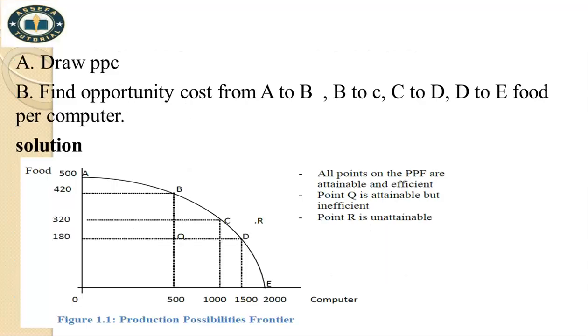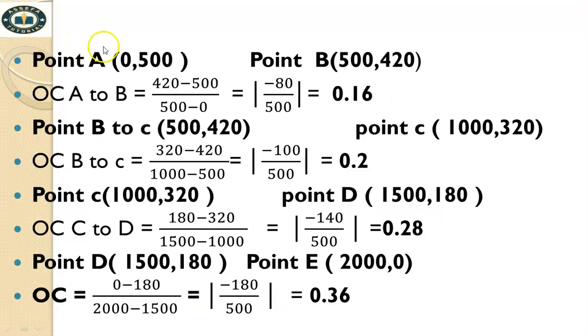Now, so let us calculate how to calculate opportunity cost from A to B, B to C, C to D, D to E. On point A ላይ ፉድ 500 ነው፣ ኮምፒውተር 0 ነው። ፖይንት ቢ ላይ ፉድ 420 ነው። ዜን ኮምፒውተር ደግሞ ስንት ነው? 1000 ነው ማለት። ስለዚህ ከ500 ወደ 420 ነው የሚሄደው። ይሄ ደግሞ ከ0 ወደ 500 ነው የሚሄደው ማለት። ይሄን ካልኩሌት ለማድረግ ፖይንት ኤ 0 እና 500 ነው። ፖይንት ቢ 500 እና 420 ነው ማለት። ኦፖርቹኒቲ ኮስት ፍሮም ኤ ቱ ቢ ካልኩሌት ስናደርገው 420 ማይነስ 500 ሲካፈል 500 ማይነስ 0 ይሆናል። ከዛ ማይነስ 80 ኦቨር 500 ይሆናል። ኔጌቲቭ የሚመጣው ምንድነው የሚነግረን?